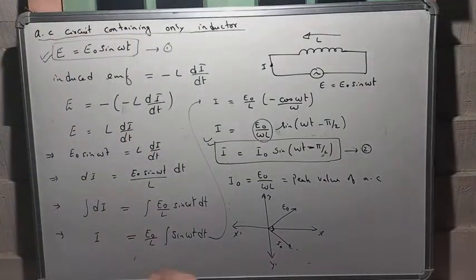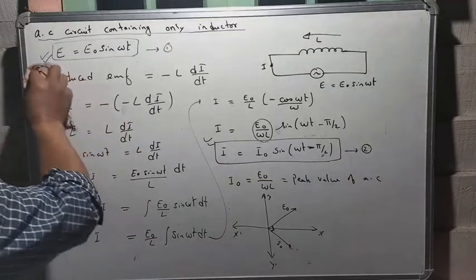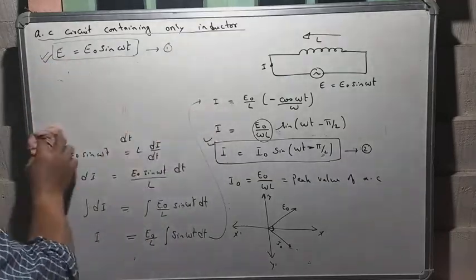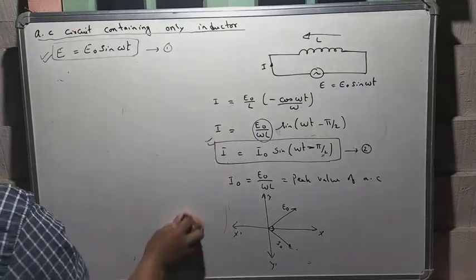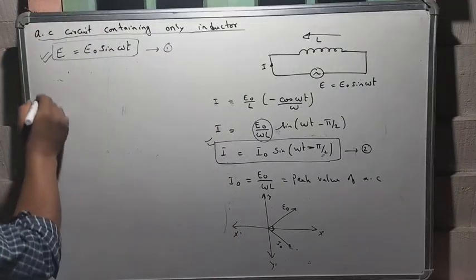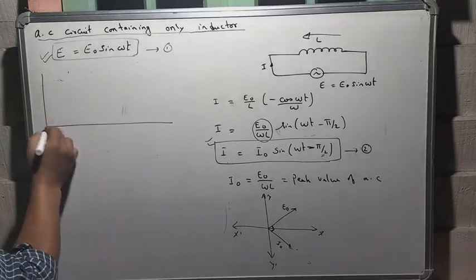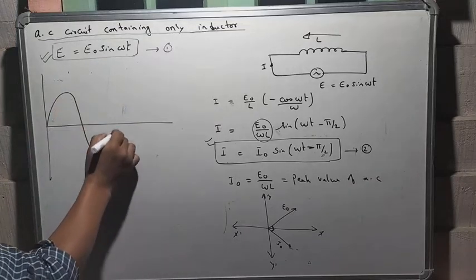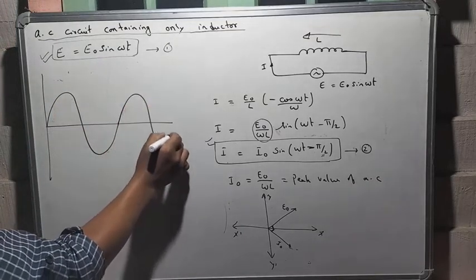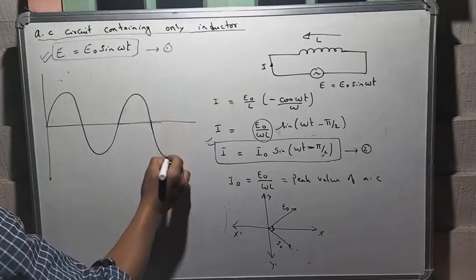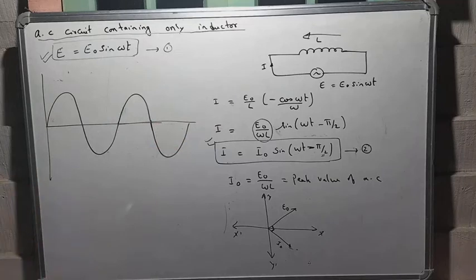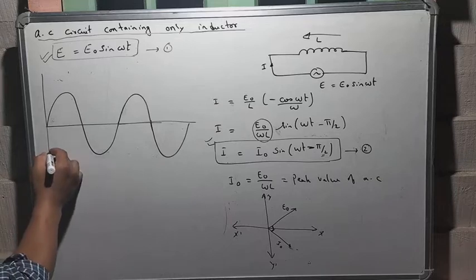Or if you represent the two waves graphically, then you will get a wave like this. Suppose this is a wave for the alternating EMF. Then because the current is lagging behind the EMF by an angle pi by 2, my current here will start from this point.